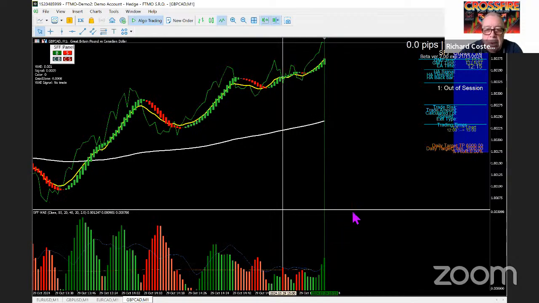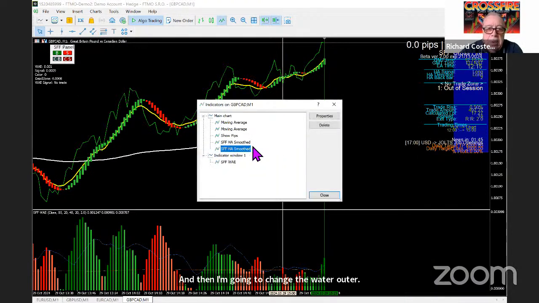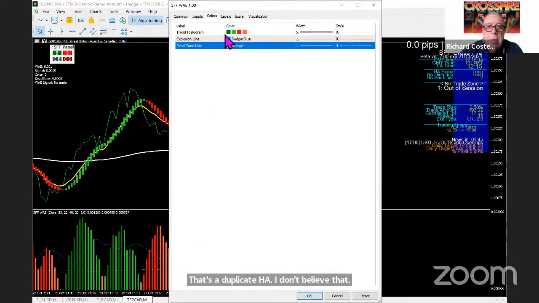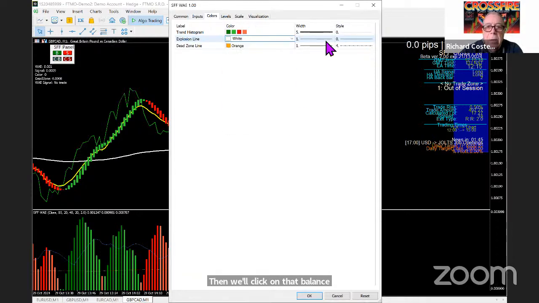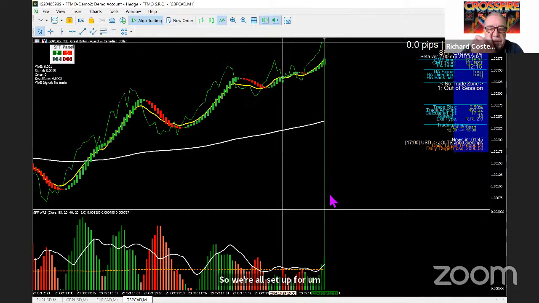And then I'm going to change the water outer. There's a duplicate HA, and then delete that. Double click on that. Colors. Change the blue to white. And there we go. So we're all set up for the start of trading.